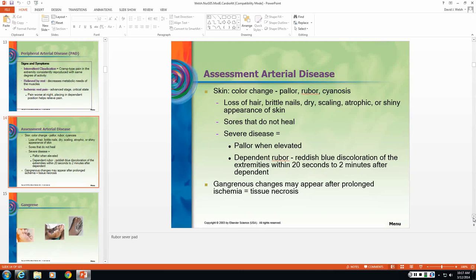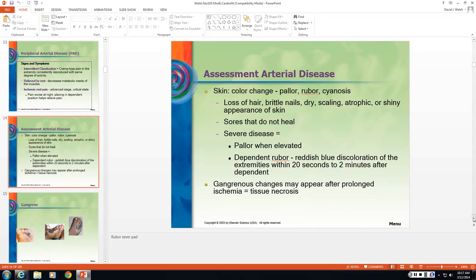Usually there are going to be sores that will not heal. When it's a severe disease, the pallor is going to be there even when the limb is elevated. There's going to be dependent rubor, or reddish-blue discoloration of the extremities, within 20 seconds to 2 minutes after placing them in a dependent position. When it's very severe, you're going to have gangrenous changes, and these are going to appear after prolonged ischemia, so tissue necrosis.